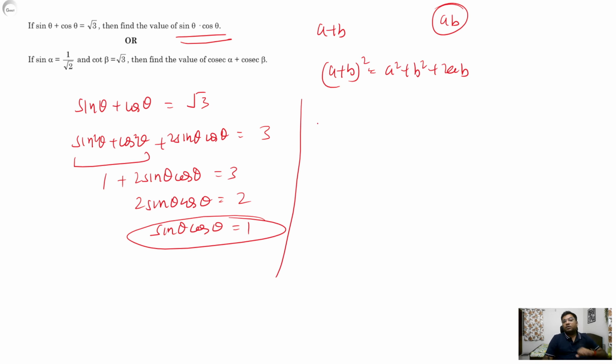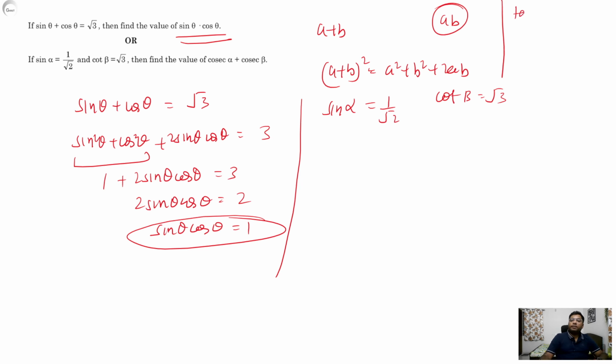Let's talk about the second part. So this question had two options. I'm going to explain both the options. It is up to you which option you pick in the actual exam. Okay, but I will explain you both the options. So sine alpha is 1 by root 2 and cot beta is root 3. Now cot beta is root 3. This is an interesting piece of information.